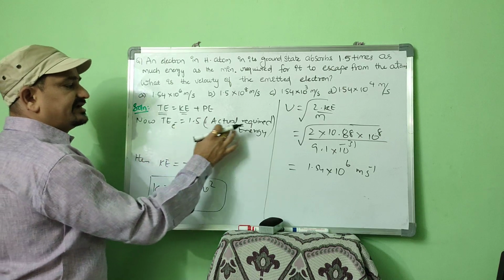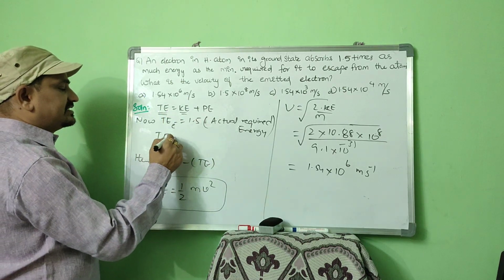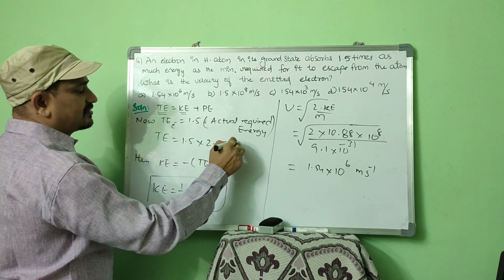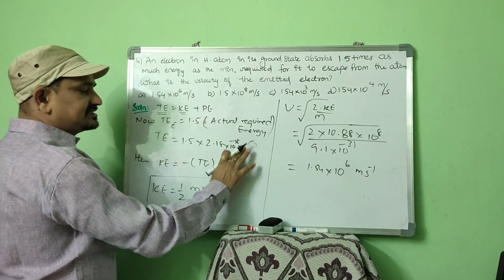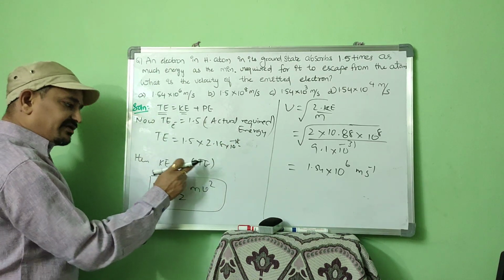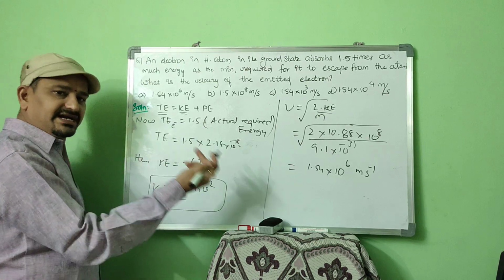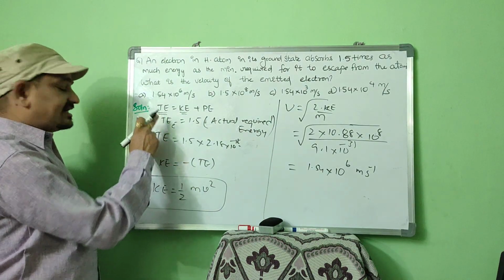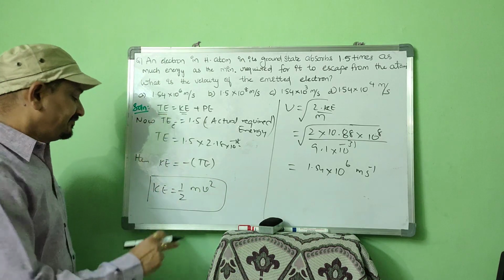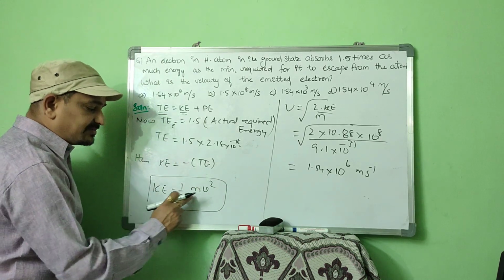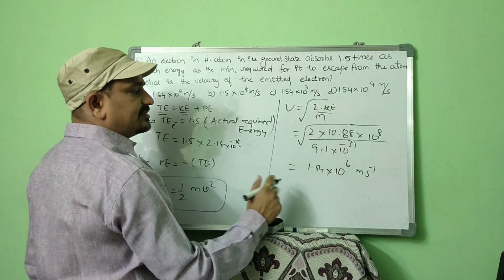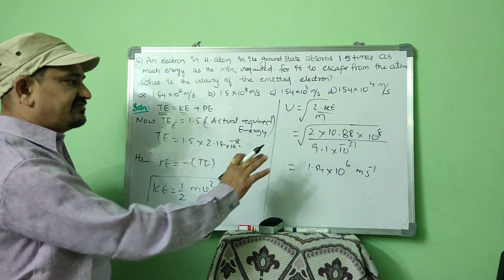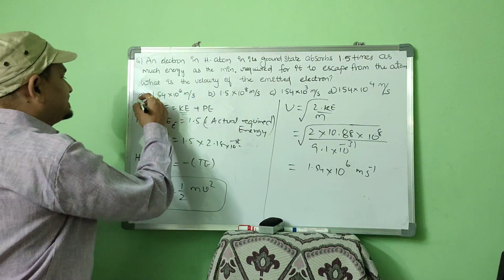Total energy is 1.5 times the energy of the electron. What is the energy of the electron in joules? 2.18 into 10 power minus 18 into Z square by n square. Using this relation, we can find the total energy, and multiplying its negative value with minus, we get kinetic energy, because total energy is expressed in negative sign and kinetic energy is positive. This kinetic energy we supply in the formula: velocity equals root 2 KE by m. On substituting the values, we get 1.54 into 10 power 6 meters per second. Be perfect in the calculation. Okay, so this is the answer.